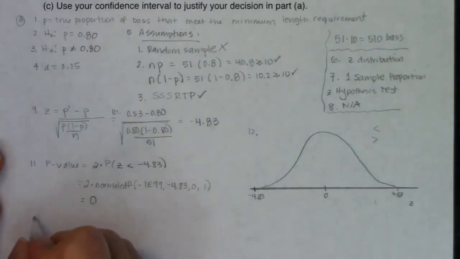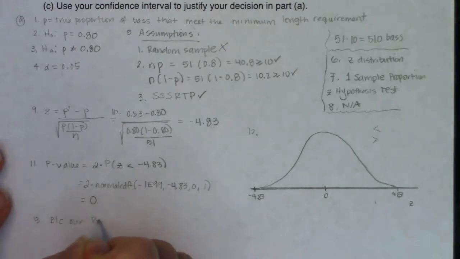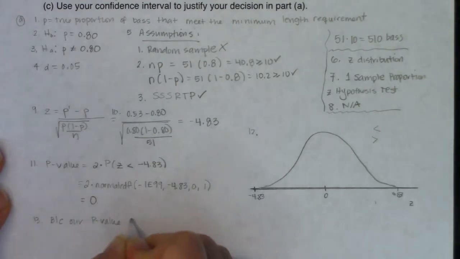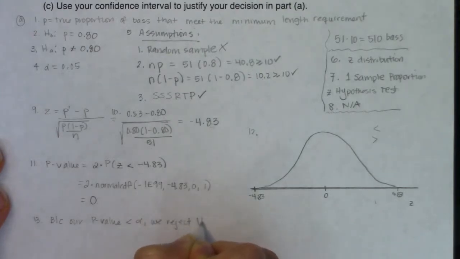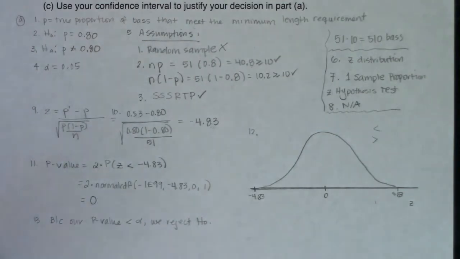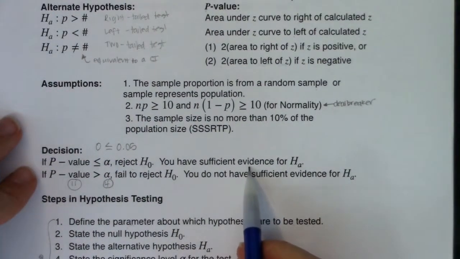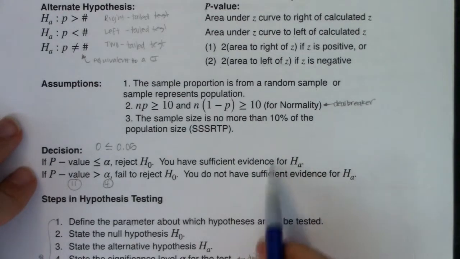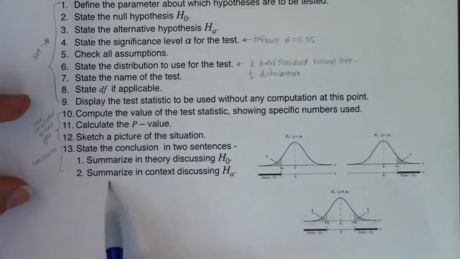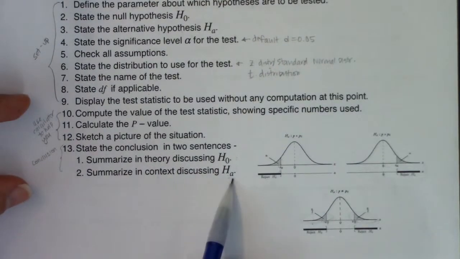So for 13, I would say because our p-value is less than alpha, we reject H-naught. Okay, so we're rejecting it. I don't think it's true. I'm gonna go in favor of the alternate. Now, because we're rejecting H-naught, we have sufficient evidence for the alternate. And I don't want you to write 4HA, I want you to put it into context, which is why I put that here. Summarize in context, discussing the alternate.